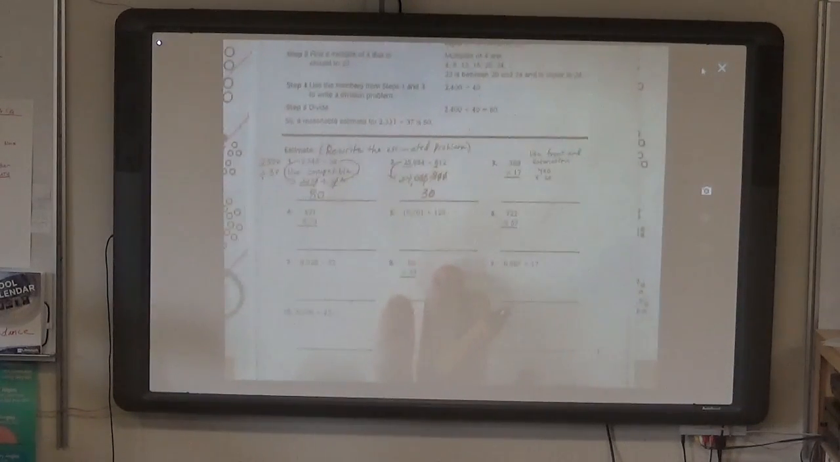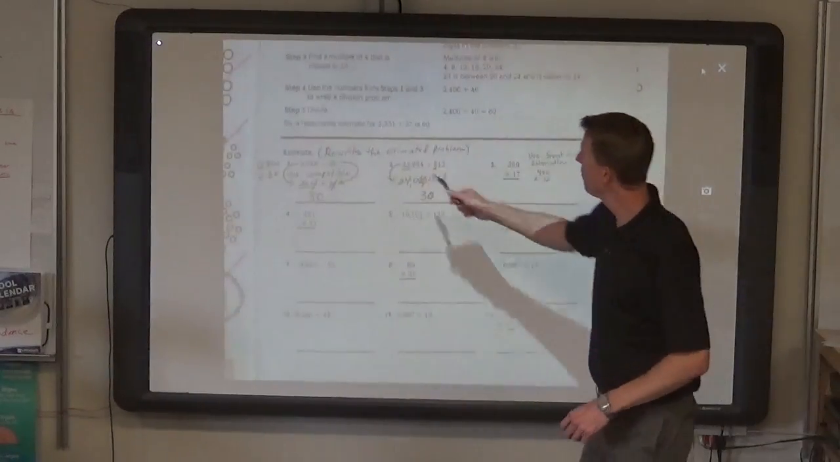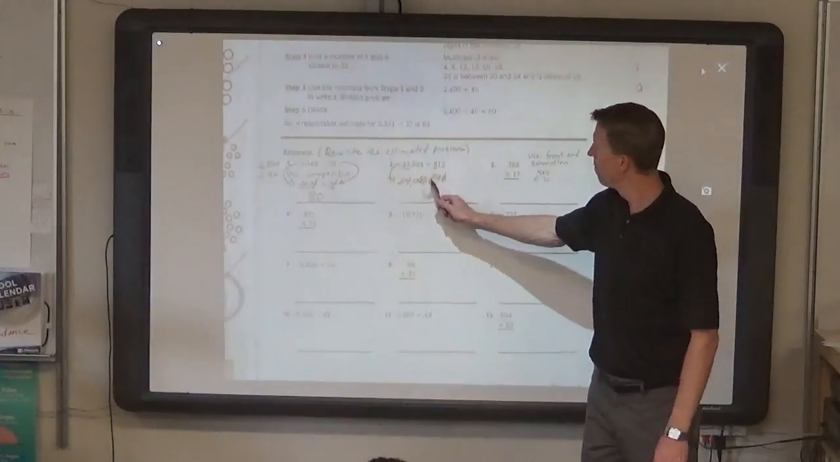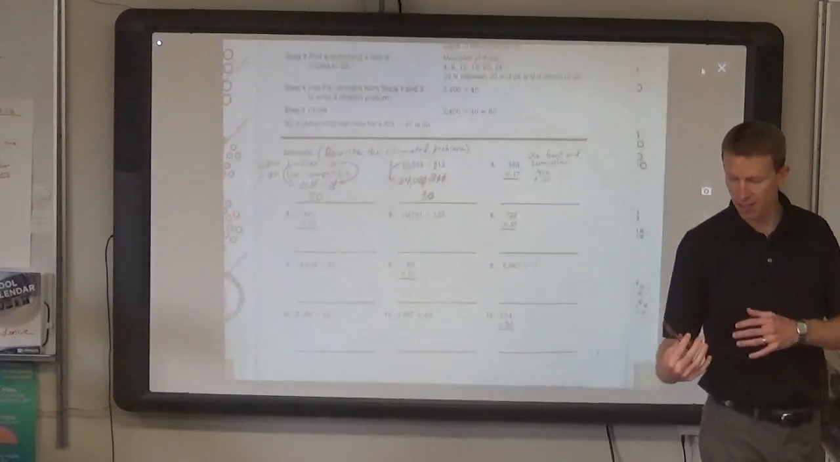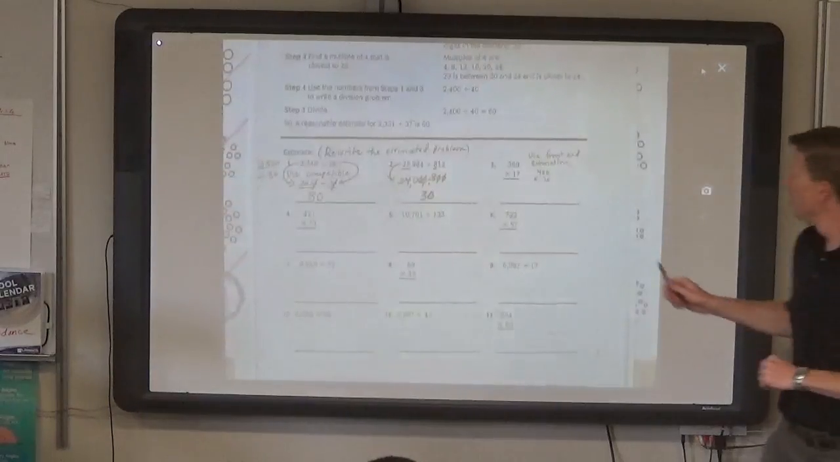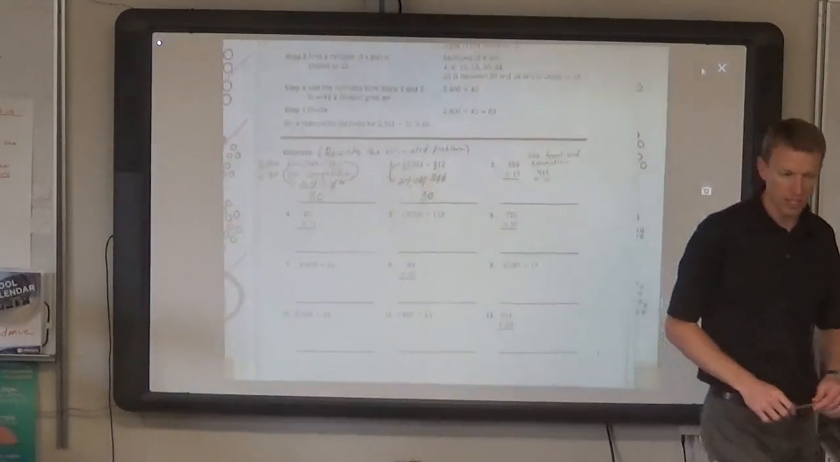Okay? So that's how you use compatible numbers when you're estimating division problems. Find compatible numbers, or find numbers that divide evenly, and then round the given numbers to those, using those numbers.